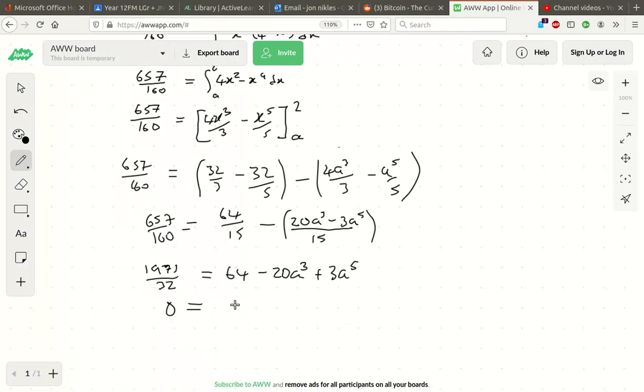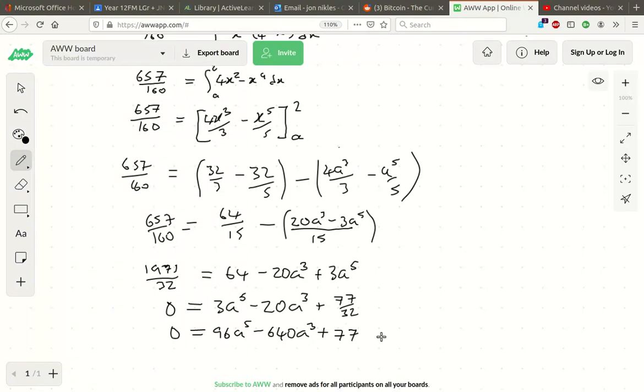We'll take the numbers all to one side and we'll make it look like a typical polynomial. I'm going to have to do 64 minus that last answer. 77 over 32. And I suppose I might times everything by 32 at the end. So 96a to the 5 minus 640a cubed plus 77.